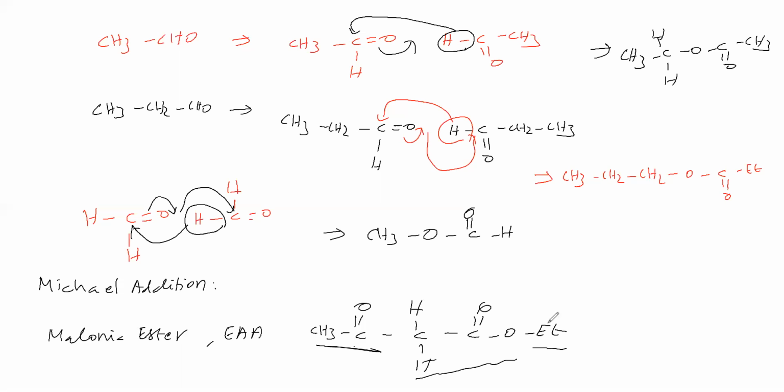Now we will take malonic ester. It is malonic acid, and we convert this into ester form. Then we call it malonic ester. Here also, the CH2 group is called methylene. It is flanked by two electron withdrawing groups, one on each side. Therefore, an active methylene group is present in malonic ester.